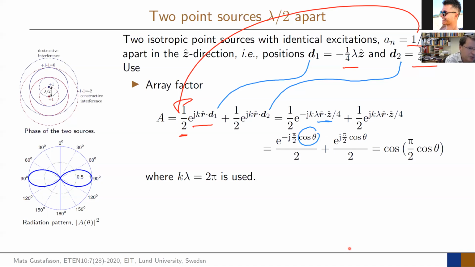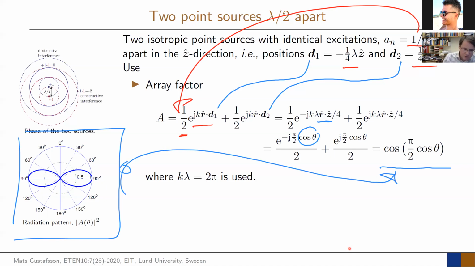And then I can see that what I have in these cases is two terms. I can sum them up, and the result is cosine of pi over 2 cosine theta. So that is the radiation pattern of this one that is drawn over here. That is the drawing of these ones. That's it. So that is how that one looks.